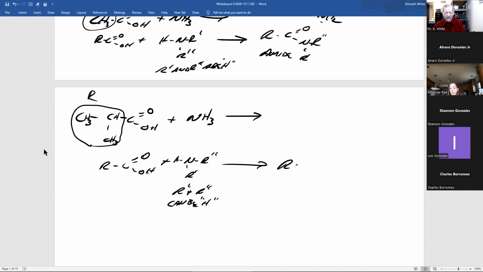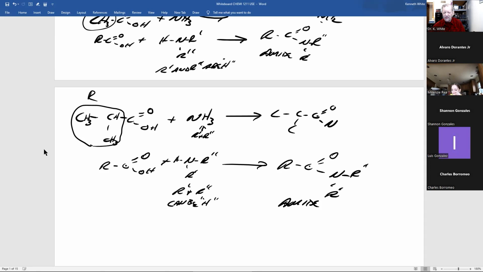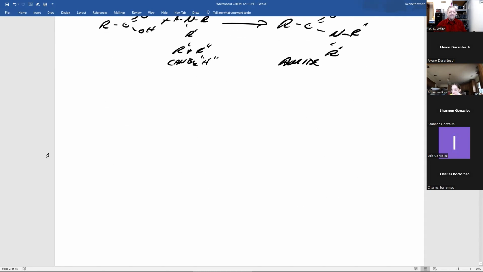And now what do you get? You get an amide. What's R and R prime and R double prime? Hydrogens. So I have my R group, my carbonyl, then my nitrogen, and R prime and R double prime are both hydrogen. I can write it that way. And you've just made that amide.